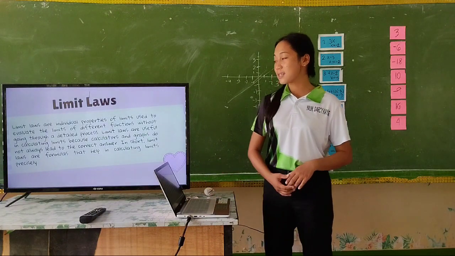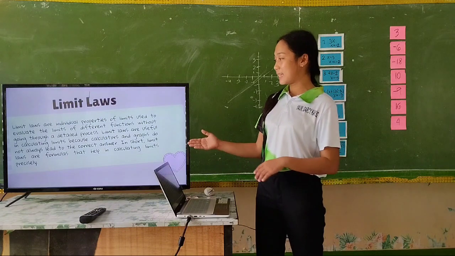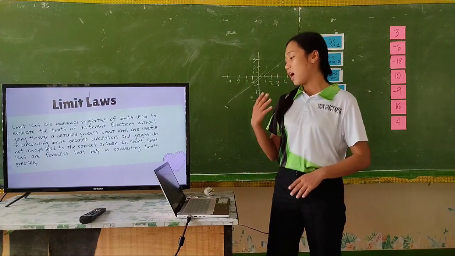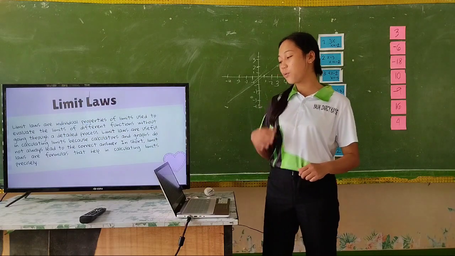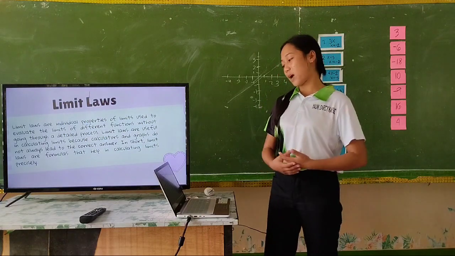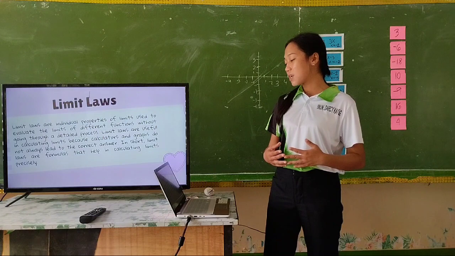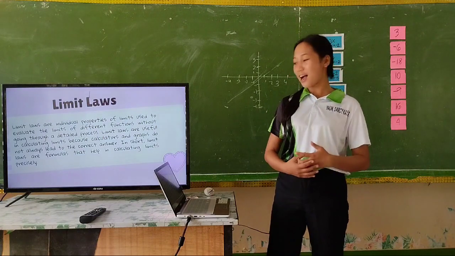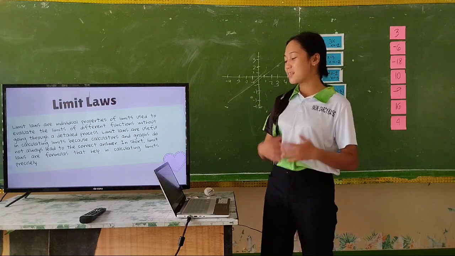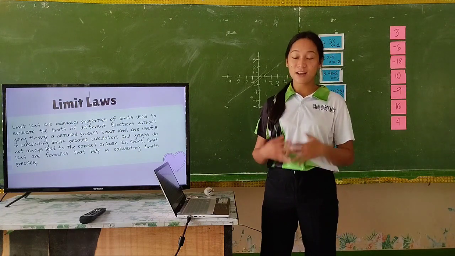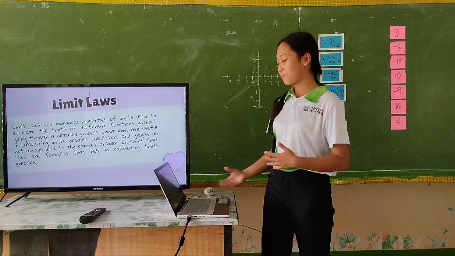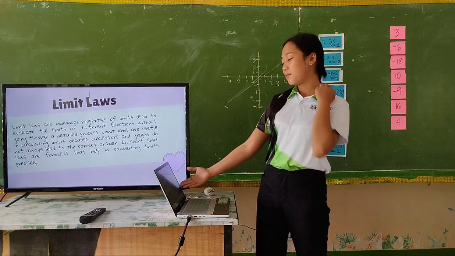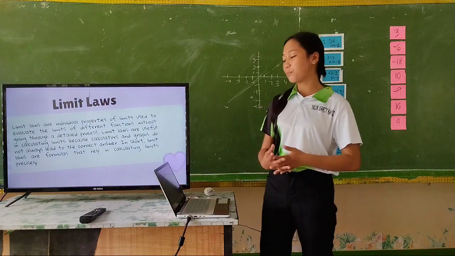So limit laws are individual properties of limits used to evaluate the limits of different functions without going through a detailed process. Limit laws are useful in calculating limits because calculators and graphs do not always lead to the correct answer. Graphically, you cannot say that it is accurate.